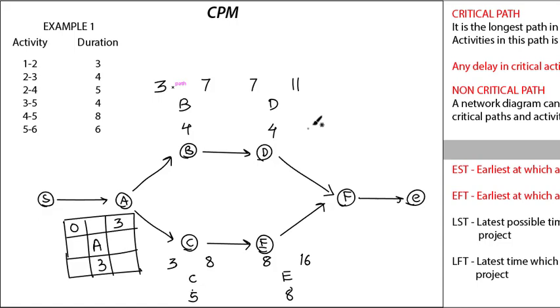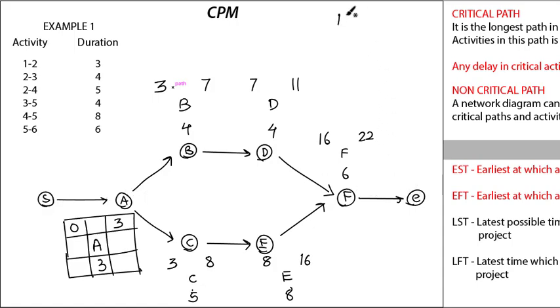So in forward pass calculation, you should consider the bigger number, 16. The activity name is F, duration is 6. So 16 plus 6 gives me 22. The end node will have the same numbers as this one. So start and end will have the same numbers as A and F.